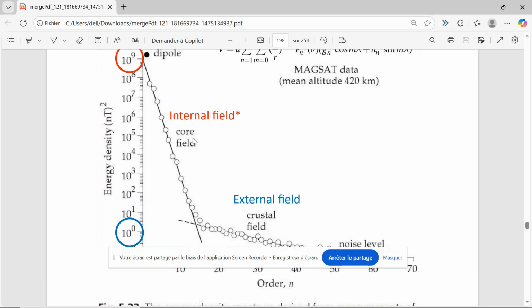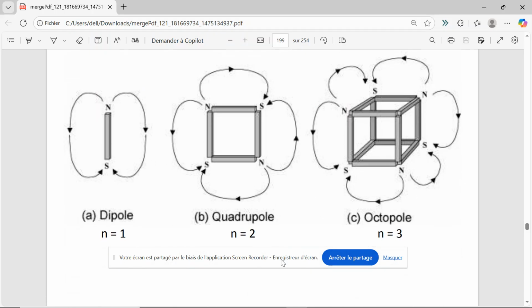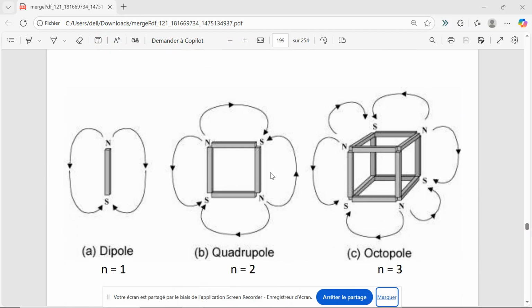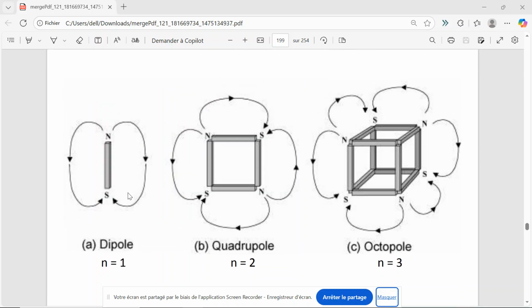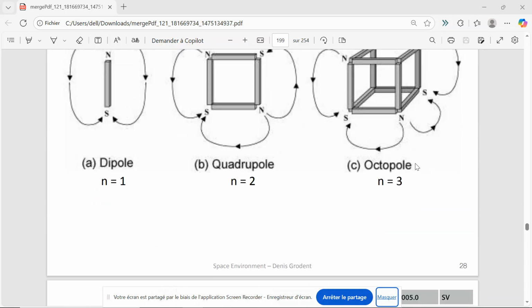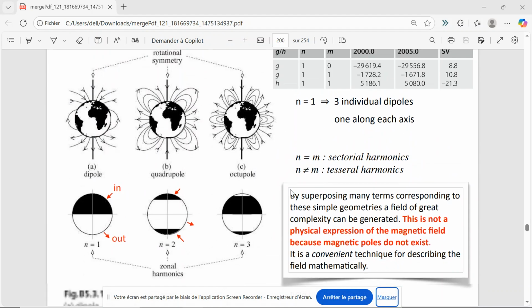So this is an internal field, core field, where here you have the crystal field, which is very negligible, and here the noise. This is a very mathematical solution. So how can we imagine it physically? For number one, we assume it is a dipole. When we include a second order, this is a quadrupole, and so on. When you go to n equal to 4, it begins to be a bit difficult to imagine. So this is just mathematical convenience.